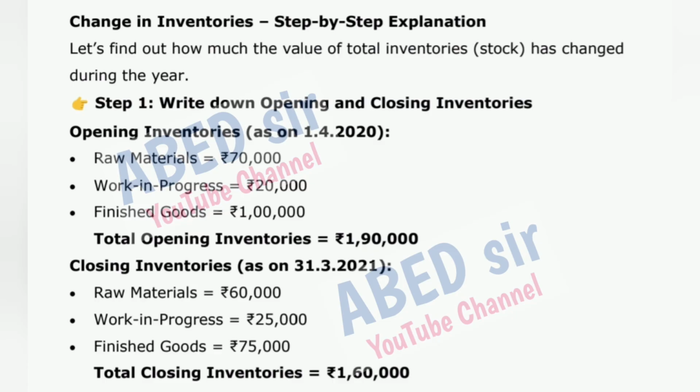Closing inventories, as on 31st March 2021: raw materials is equal to 60,000 rupees, work in progress is equal to 25,000 rupees, finished goods is equal to 75,000 rupees. Total closing inventories is equal to 1,60,000 rupees.